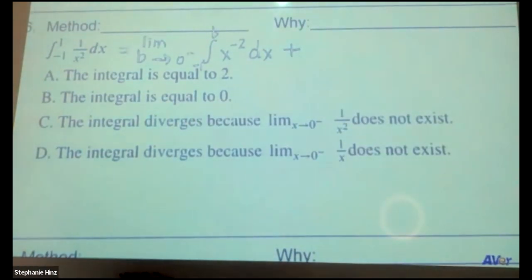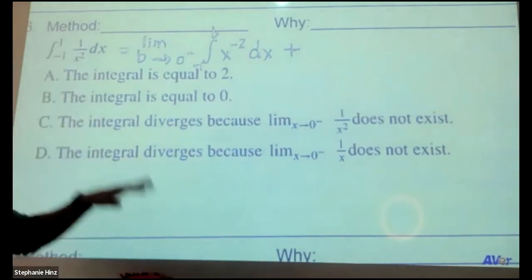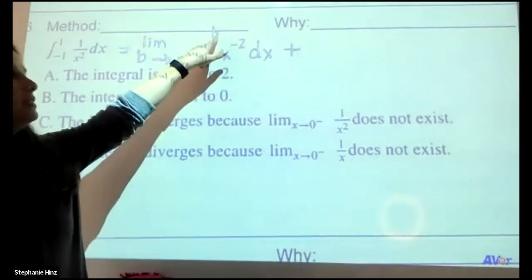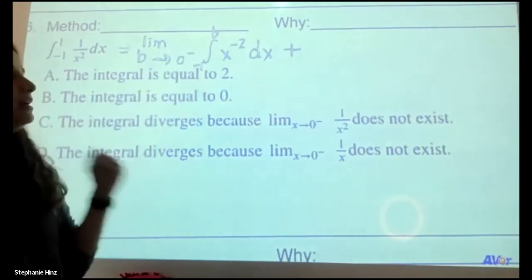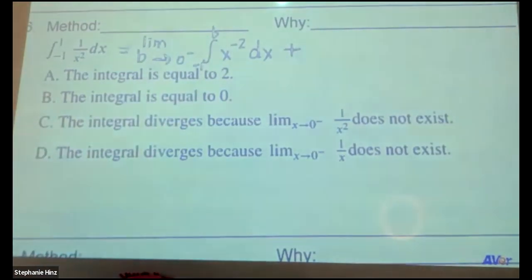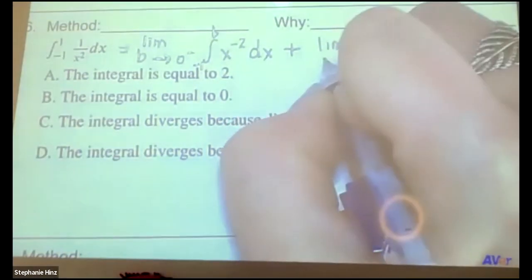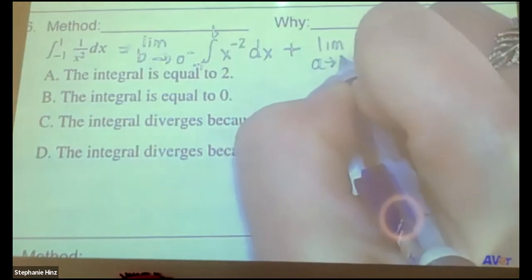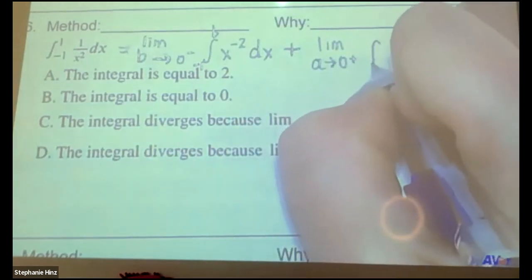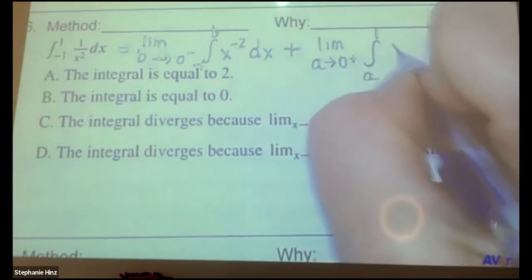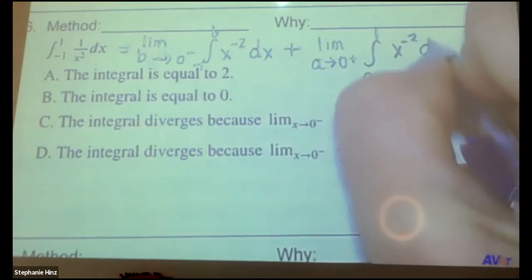pit stop property. I don't think it says that in the book, but if we know that 0 is the problem, we can go from -1 to 0, which in this case is going to be b, and then we can pick right back up, and we're going to say going from the limit as a approaches 0 from the right of a to 1, and this is x to the -2 dx.